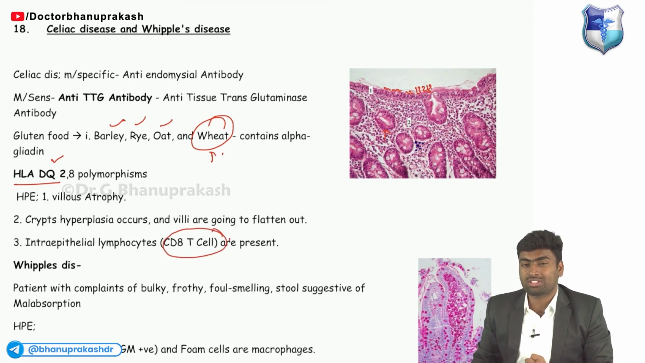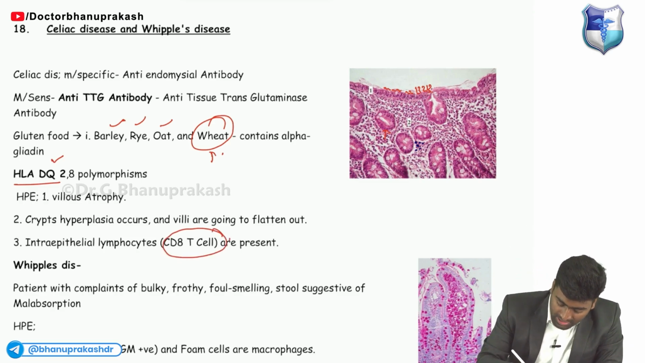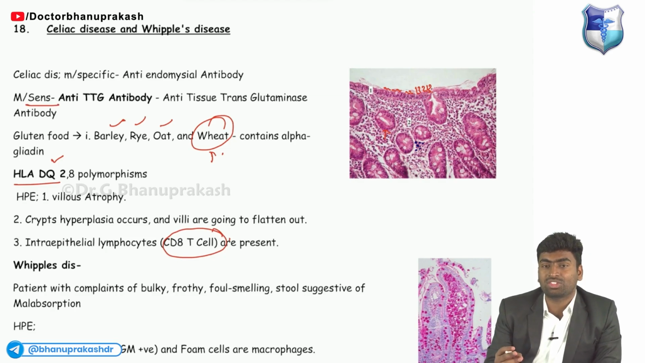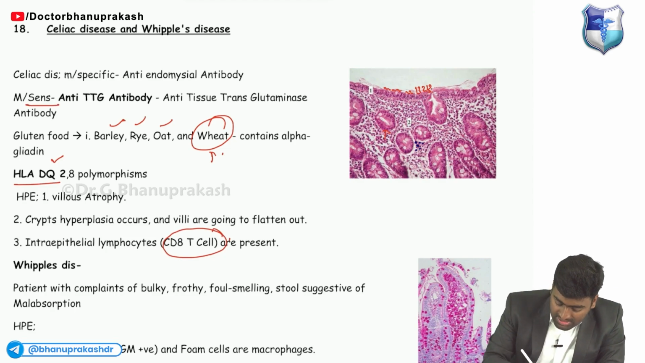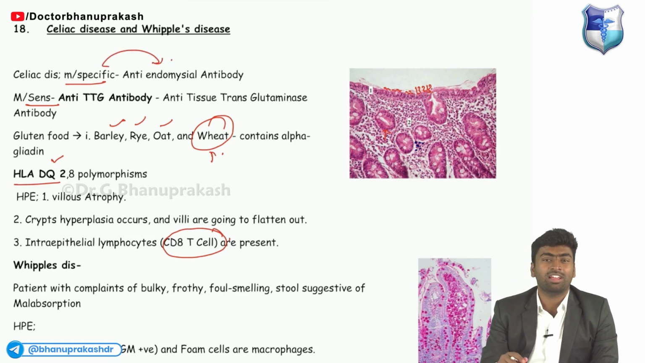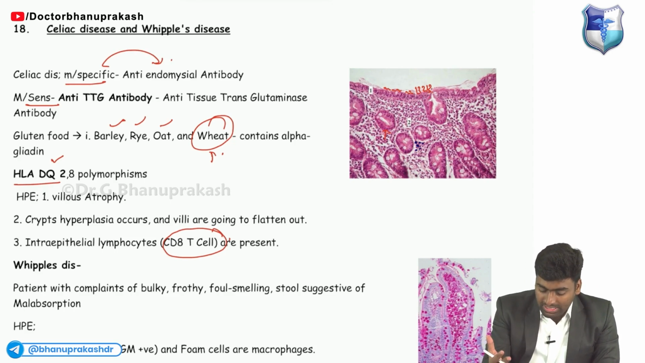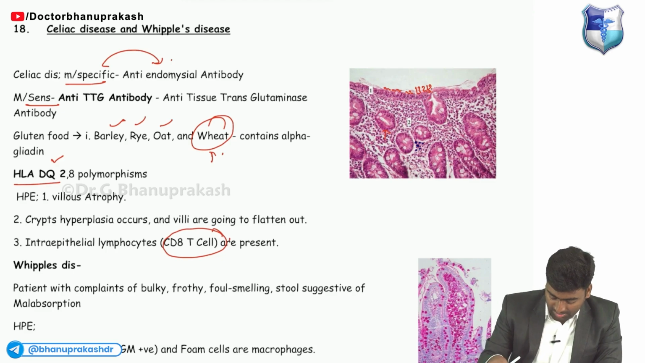Here you will also be able to see a few antibodies. The most sensitive one is the anti-tissue transglutaminase antibody, whereas the most specific one is the anti-endomysial antibody. The anti-endomysial antibody is the most specific one, whereas the most sensitive one is the anti-TTG antibody. Remember, it is the anti-TTG antibody.